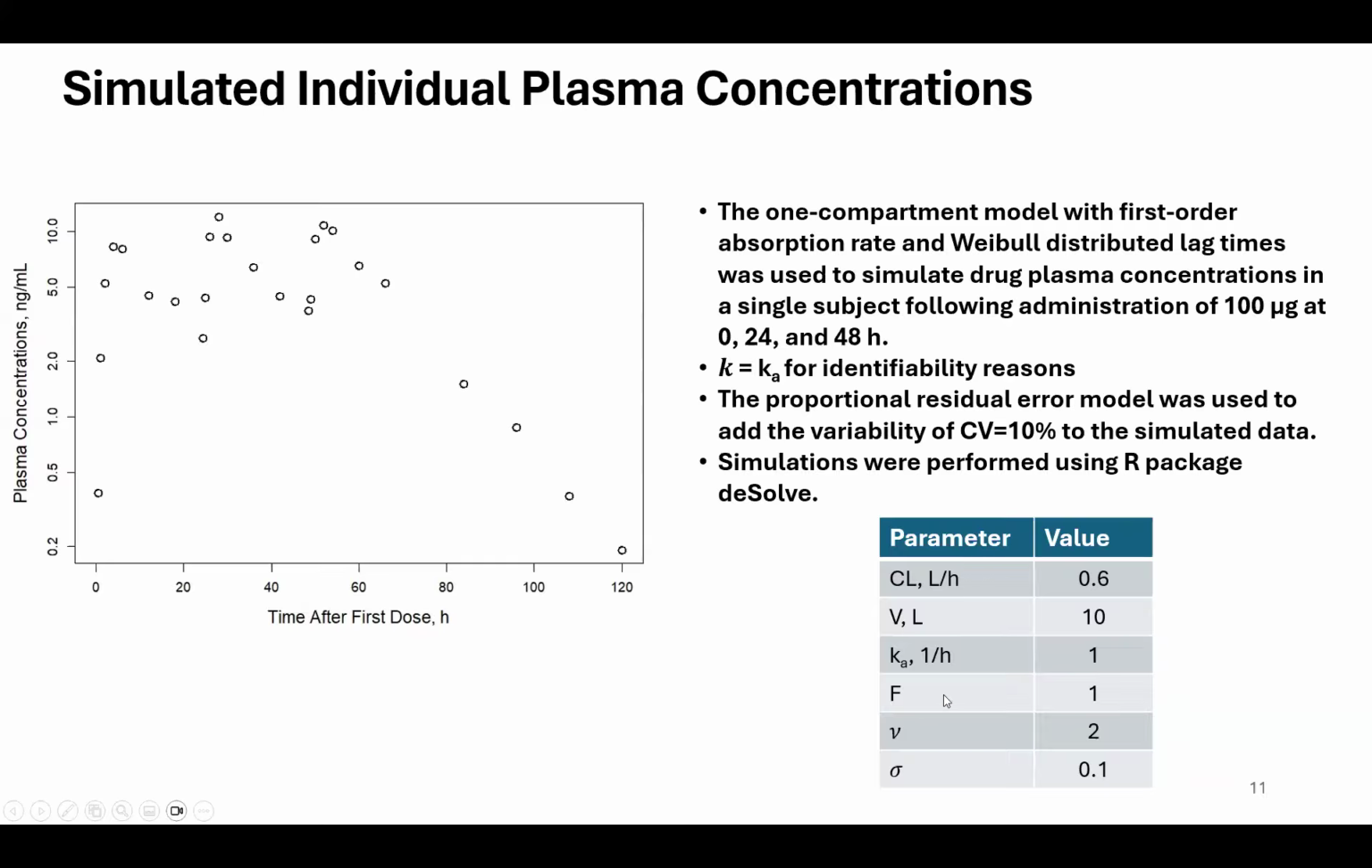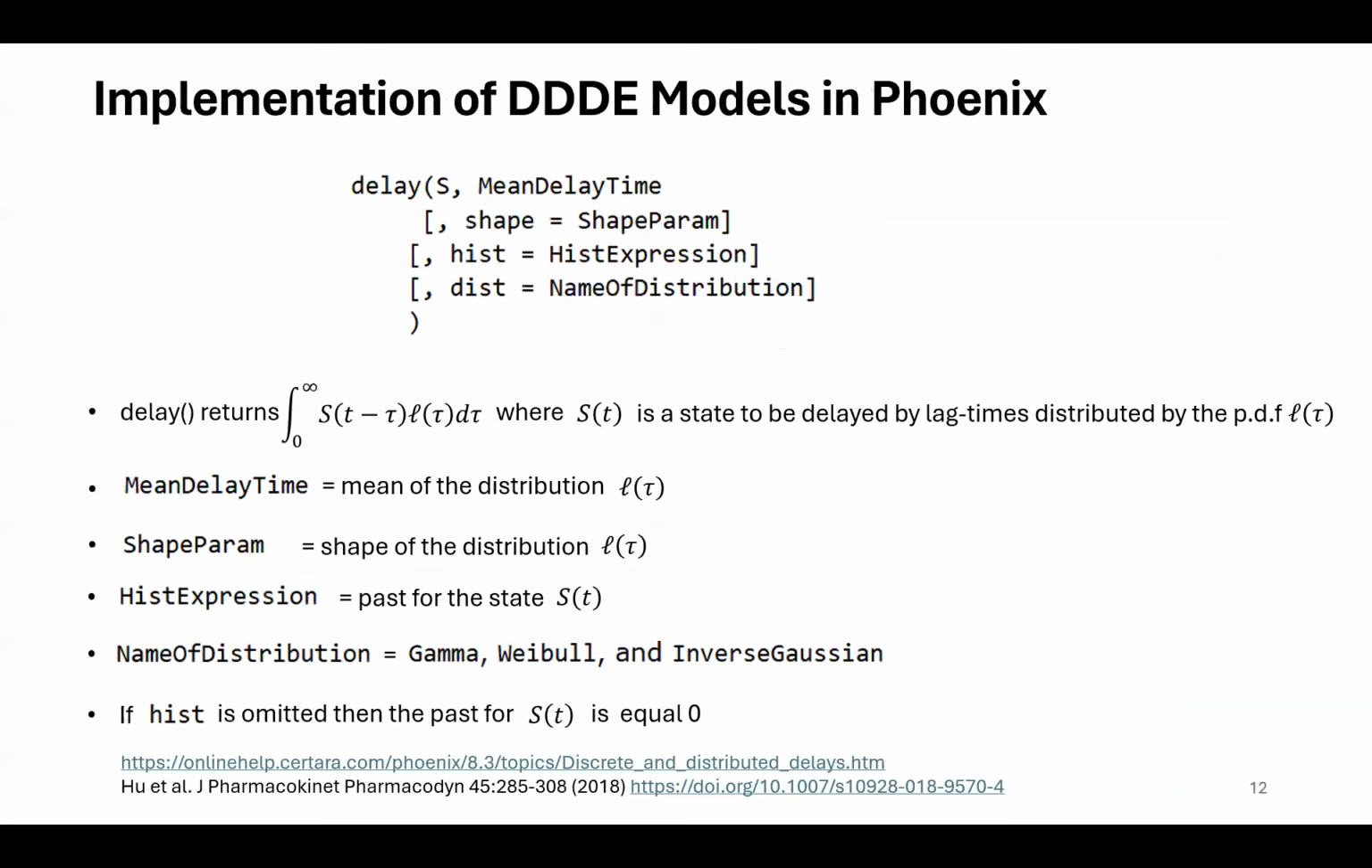I set bioavailability to 1, so I will not estimate that based just on this oral data. And then I implemented this model first in Phoenix and second in NONMEM. So the next slide will show you how to do it in Phoenix.